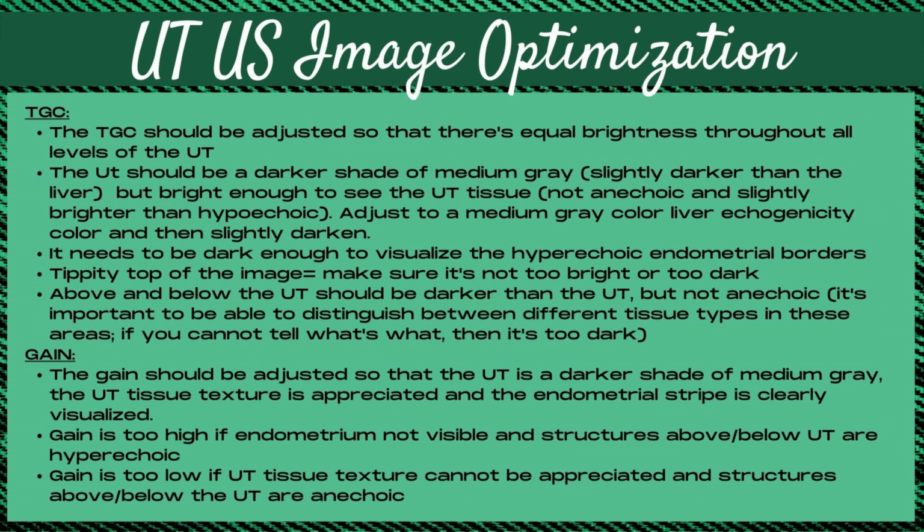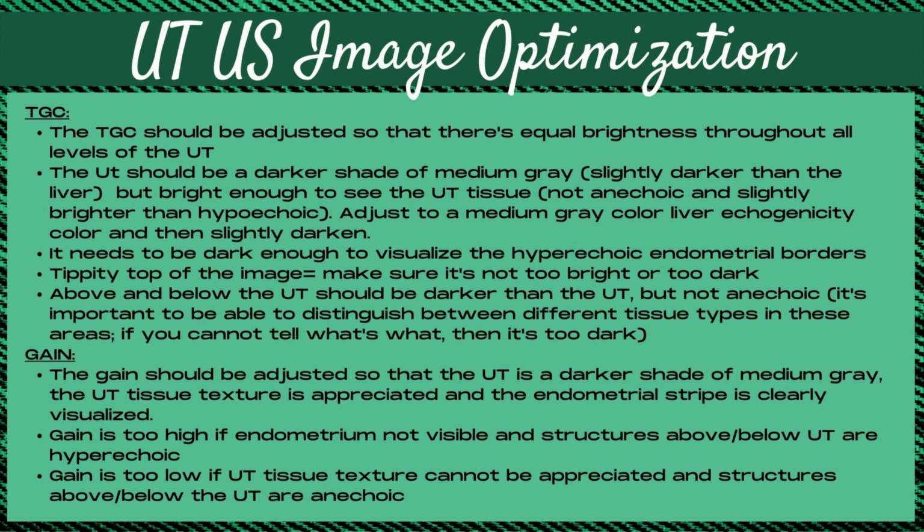You want to at first adjust it to a medium gray color that's similar to liver echogenicity color, and then just slightly darken it. It needs to be dark enough to visualize the hyperechoic endometrial borders, and you want to ensure that the very tippity top of your image is not too bright or too dark on transabdominal imaging above your bladder. Above and below the uterus should be darker than the uterus, but not anechoic.